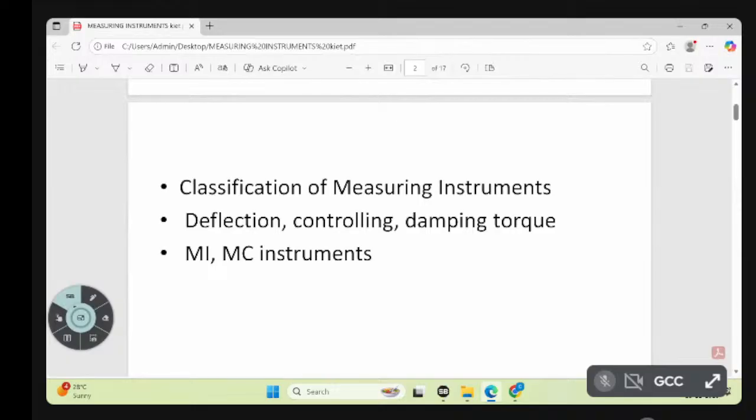So the next topic is measuring instruments. Okay, in these measuring instruments, we have to know about permanent magnet moving coil instruments and moving iron instruments. PMMC and MI.